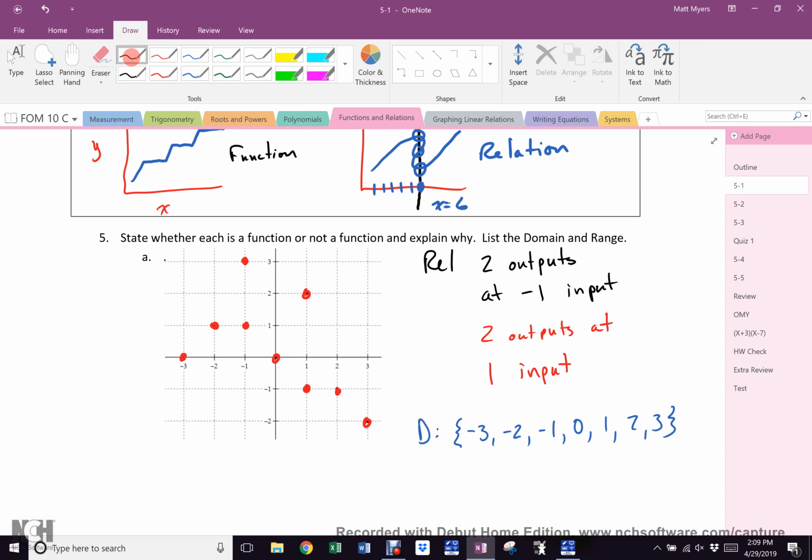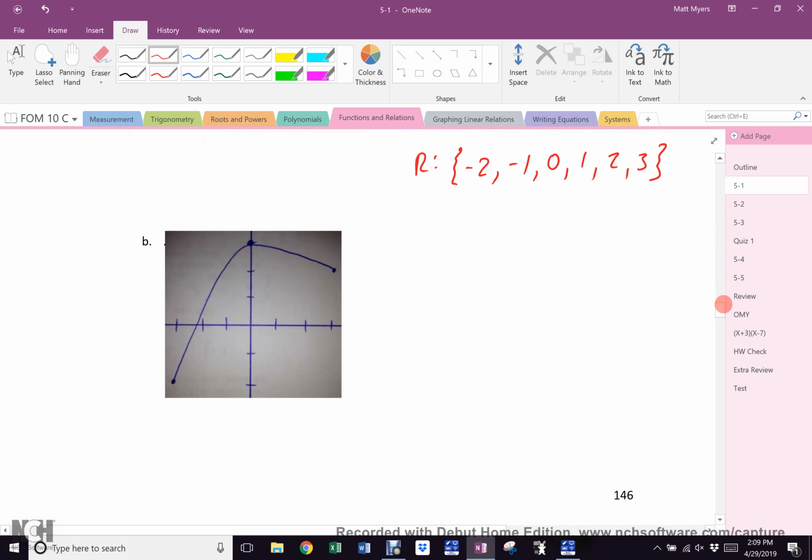What's the range then? What's the smallest range? -2. Then what? And notice I have less range values. That's okay, because we're not counting pairs anymore, are we? We're only counting the X values, and we're only counting the Y values. Everyone cool? All right. What's different in the next graph?